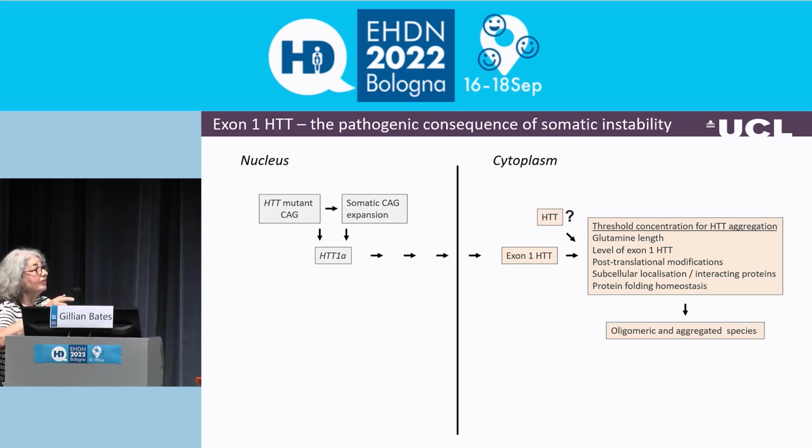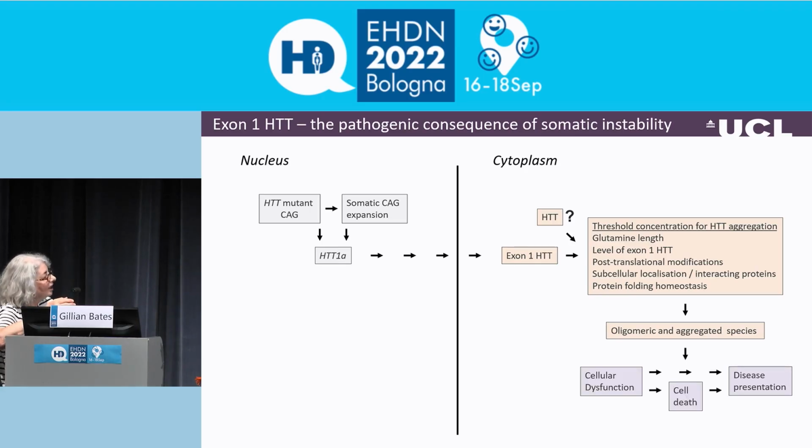do other fragments of Huntingtin contribute to this? Most likely, we think that they would get drawn in. If oligomeric and aggregated species are formed, we think that they cause cellular dysfunction, which causes disease presentation and cell death.